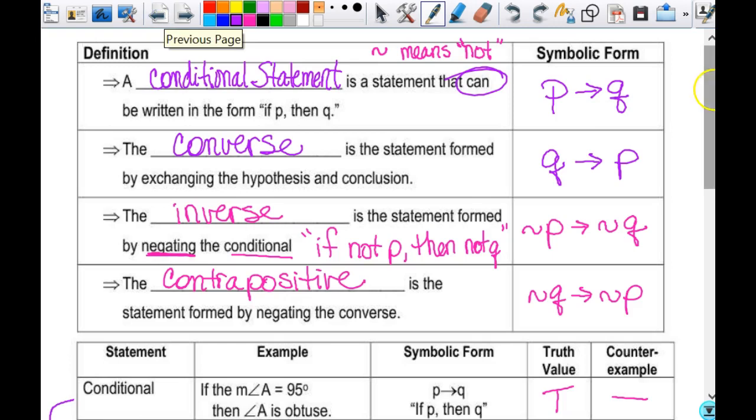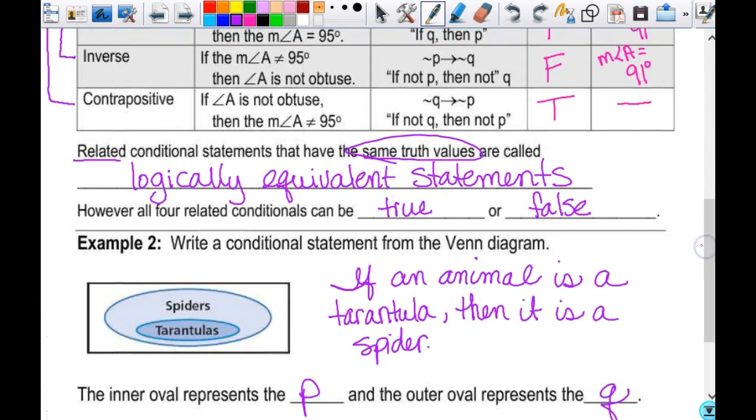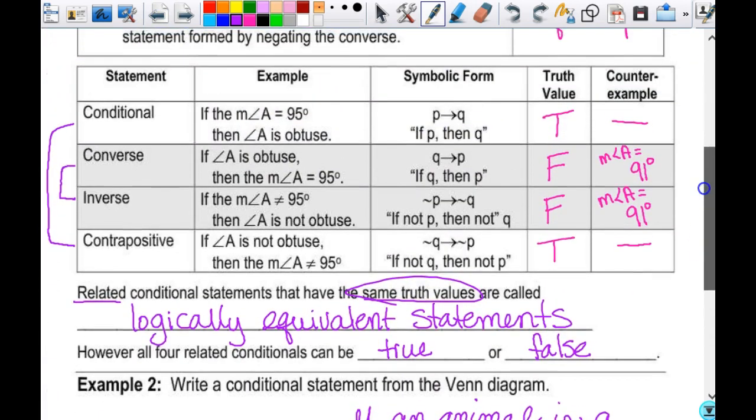Why does it have to be C? Because the logically equivalent statements have the same truth value. Conditional and contrapositive are always the same. Converse and inverse are always the same. Always, forever and ever.